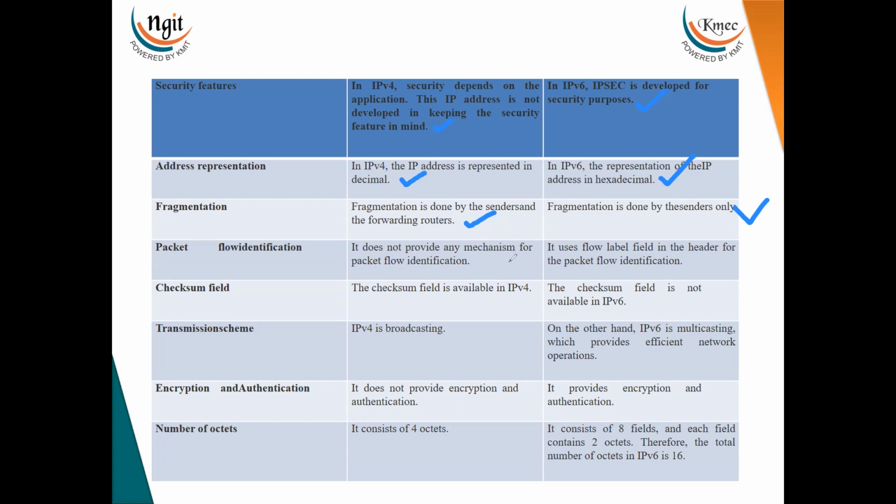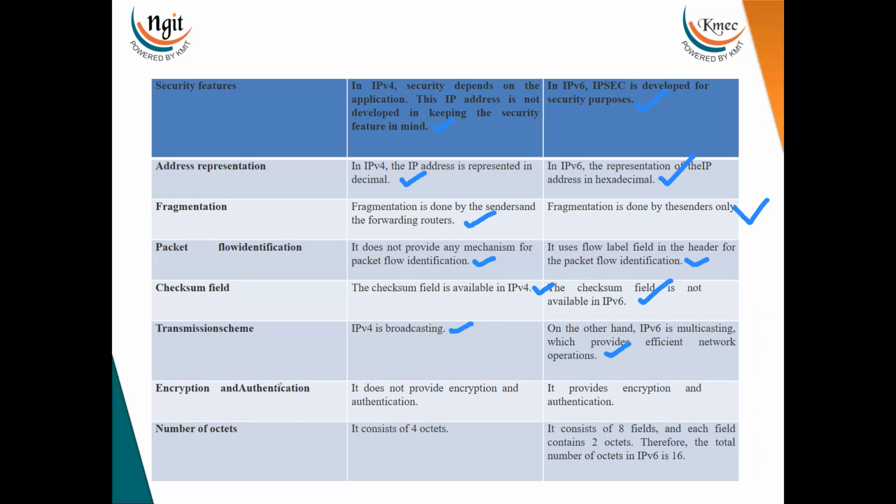IPv4 does not provide any mechanism for packet flow identification, whereas IPv6 uses the flow label field in the header for packet flow identification. The checksum field is available in IPv4 but not available in IPv6. IPv4 uses broadcasting, while IPv6 uses multicasting, which provides efficient network operations.